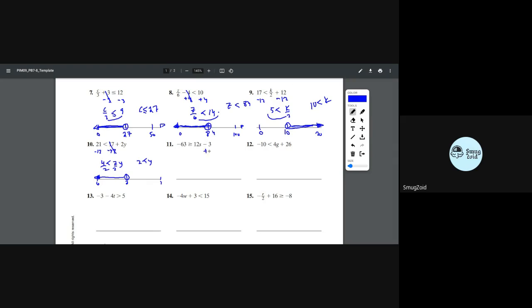Complex, but not hard. We add 3 to this side, add 3 to this side. So you end up with 60 squared equal to 12s, right? You can divide by 12. It's going to be 5 is greater than or equal to S.